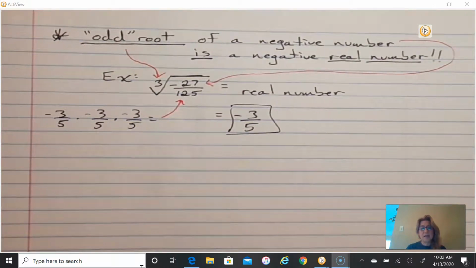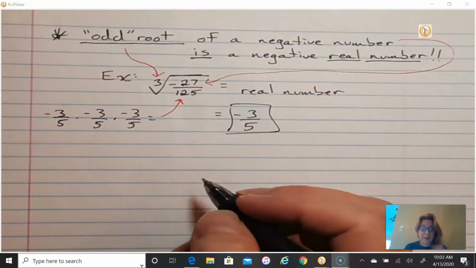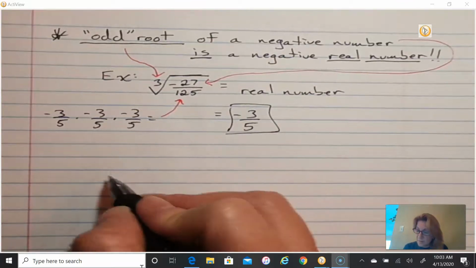If any of you need to have a demonstration with the calculator, like I said, just contact me. We can do a Google Meet or something like that and I'll show you. Or FaceTime and I can show you. All right, let's do another example.